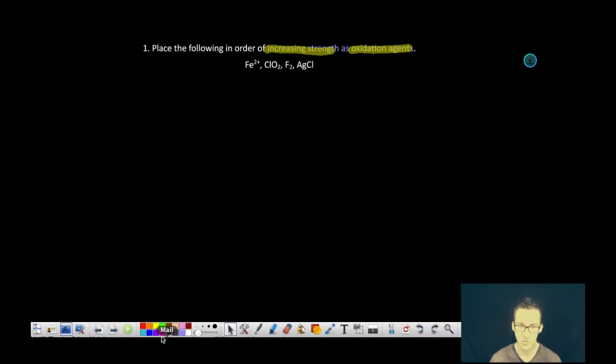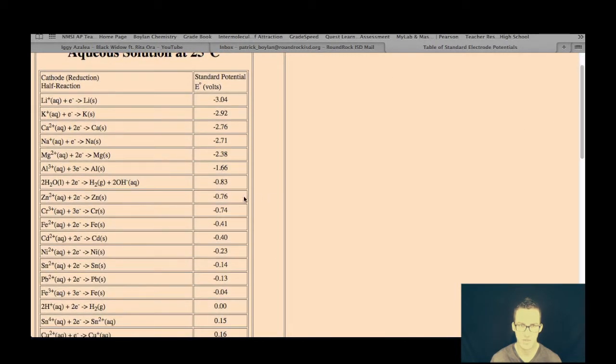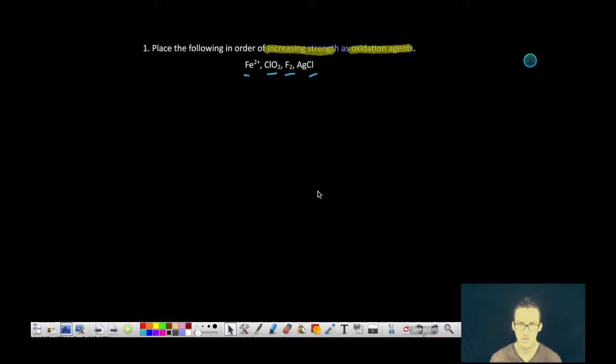I have Googled one here that has all of the different species that we are looking for. The first one there is the iron 2 ion. If I take a quick peek here, I'm just going to do a quick scroll for the iron 2 ion, which we see right here. It has a reduction potential of negative 0.41. So this one's going to be negative 0.41 volts.